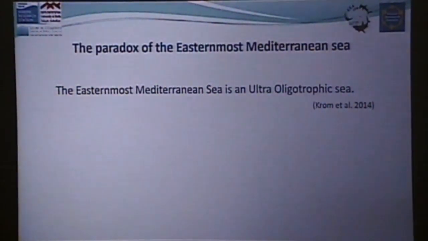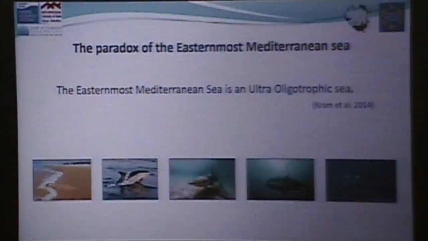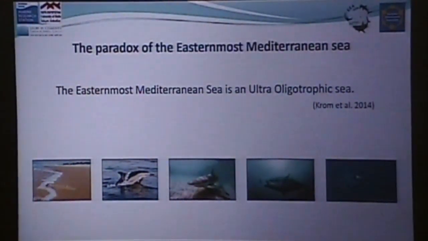There is a paradox in the Eastern Mediterranean. It is one of the most oligotrophic bodies of water in the world, maybe the most, but still we see large aggregations of apex predators, such as coastal dolphins, bluefin tuna, swordfish, and coastal and offshore sharks and rays.